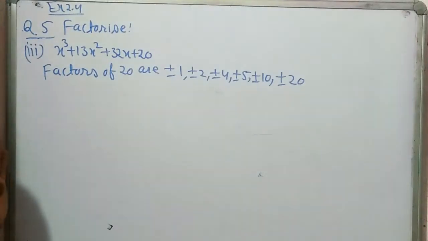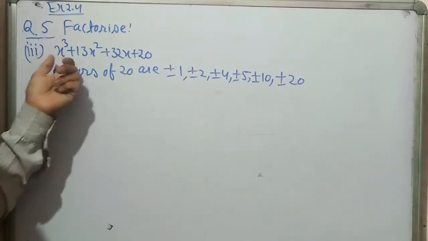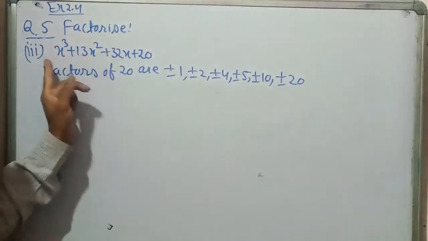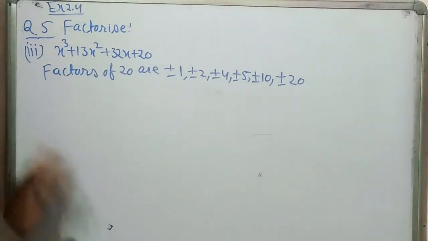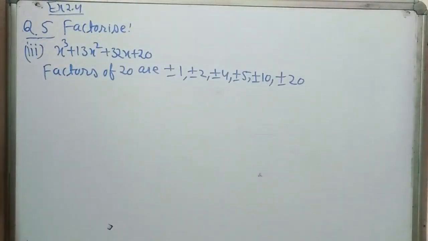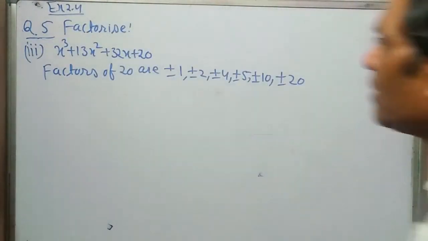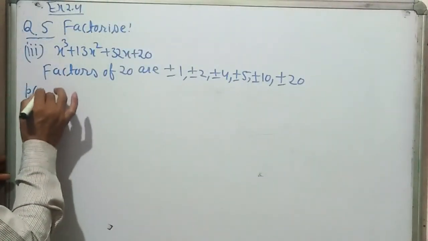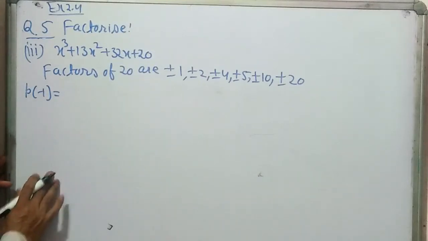Here is one thing I will tell you: whenever in any higher degree polynomial, more than 2, that means 3 or more, all the terms are positive, the positive values will not give us a factor. The positive values of x will not give us a 0. So we'll directly try out negative values. We'll try out negative 1.